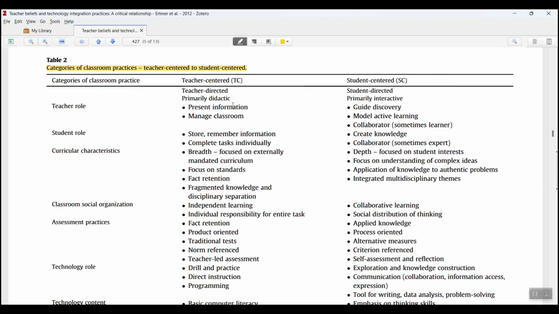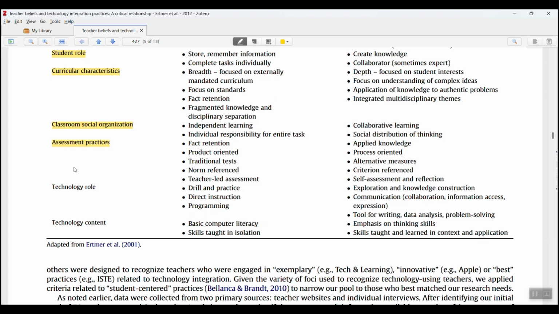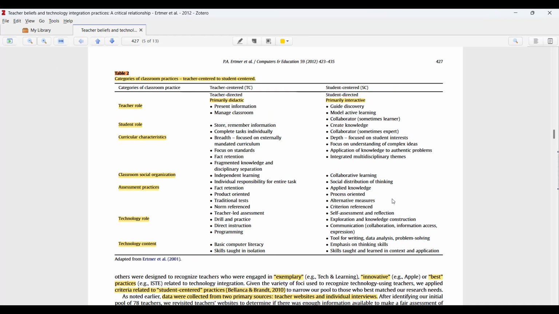Table 2 lists the categories of classroom practices comparing teacher-centered classrooms and student-centered classrooms. This table is important in this study because it was not only used as a criterion to categorize teacher practices, but also used as an analysis framework for interview content. It is a good reference for my interview study as well.